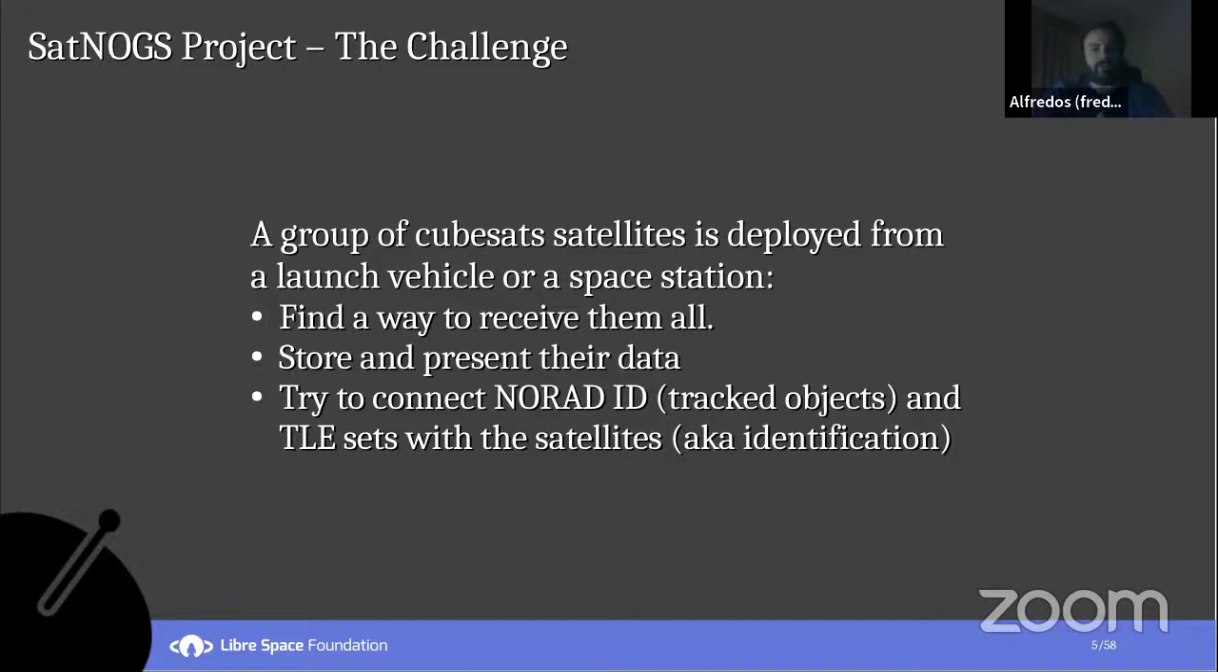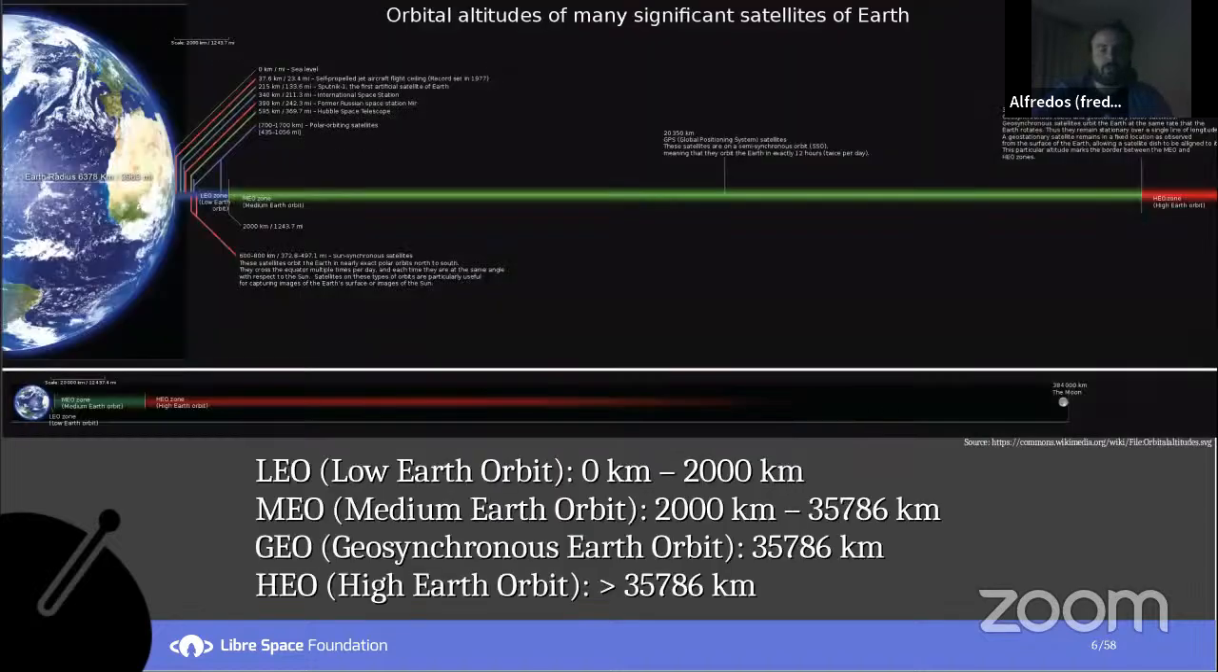Before we start, let's see some basic things about the orbits. We have three orbits: the low Earth orbit, the medium Earth orbit, and the high Earth orbit. And between the medium Earth orbit and high Earth orbit, we have the geosynchronous Earth orbit, which is the spot where the satellites move with the same speed as the rotation of the Earth.